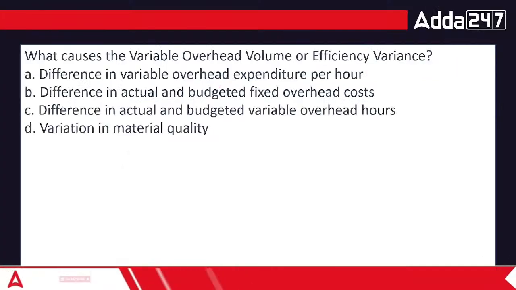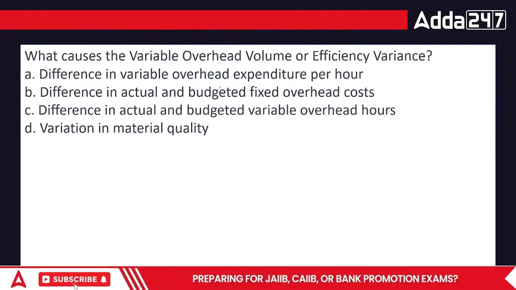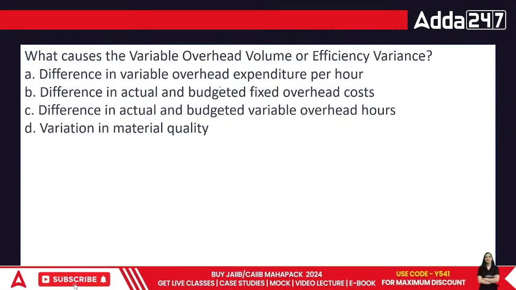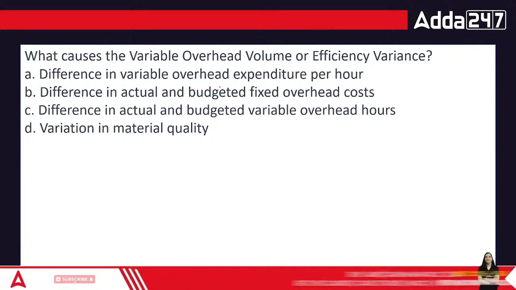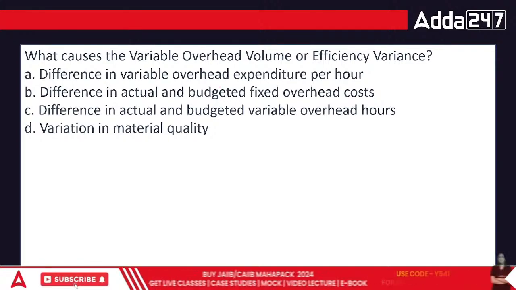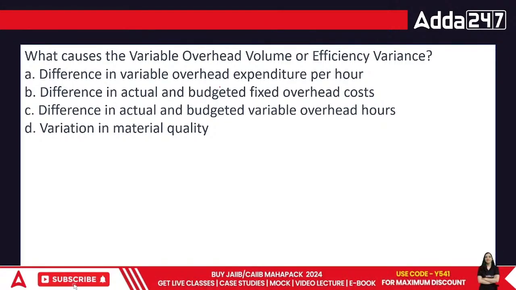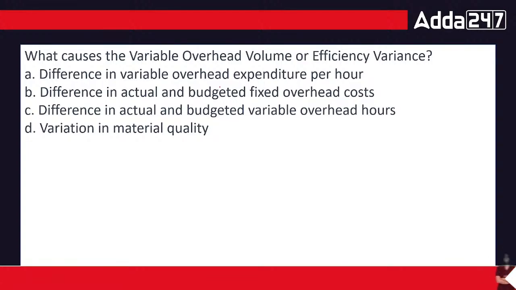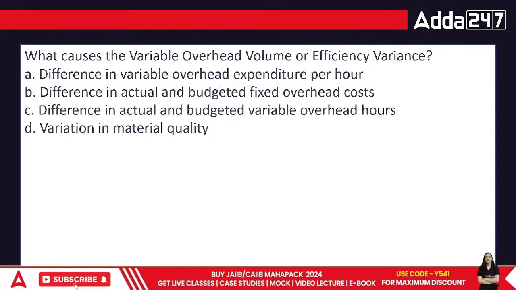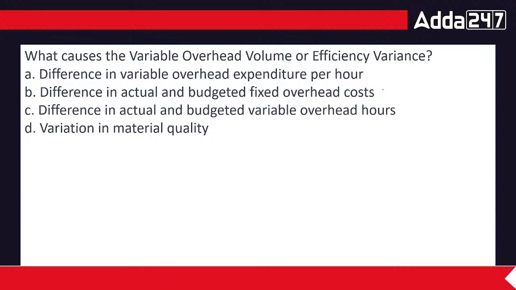Next point. What causes the variable overhead volume or variance? Efficiency variance. Variable overhead volume, meaning what we thought of the volume and it went over and above or less than that. That would be the point. Difference between variable overhead expenditure per hour, actual and budgeted fixed overheads. This is all about variable. This has nothing to do with the fixed. So probably this is the first point which I'll definitely be keeping out of the window.